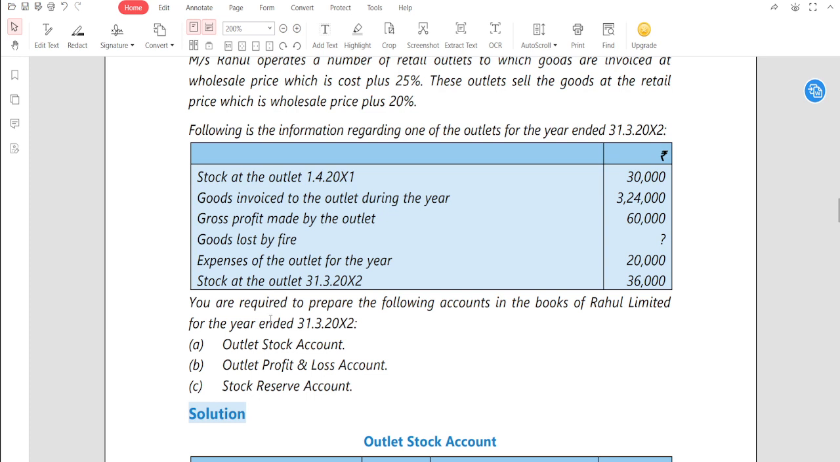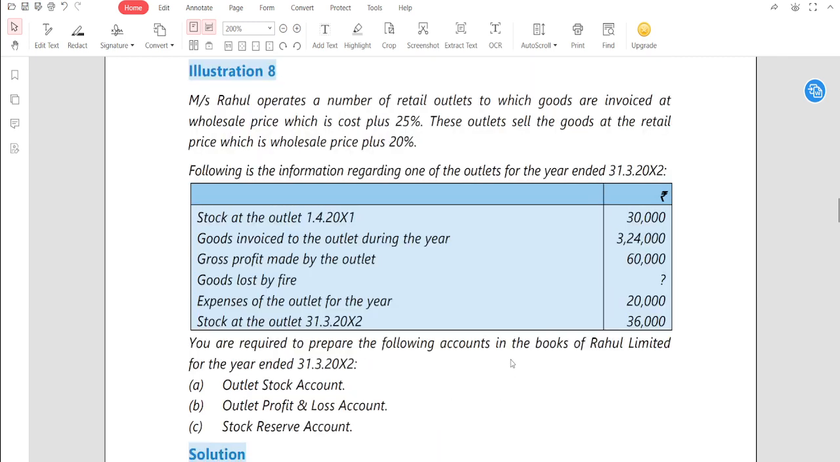See, we have the basic information. Stock at the outlet, opening and closing, is given, so we can prepare the outlet stock account. Goods invoiced is given and gross profit is given, so goods lost by fire can easily be calculated. Expenses of the outlet should be posted in the outlet P&L account. You have to prepare the following accounts in the books of Rahul's Limited for the year ended 31st March 20X2. A very easy sum, nothing as such difficult.